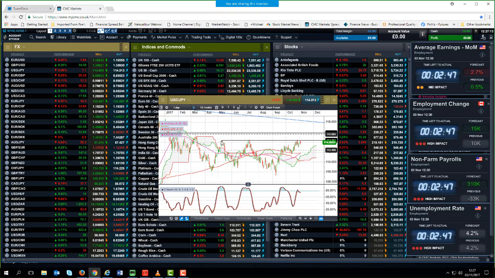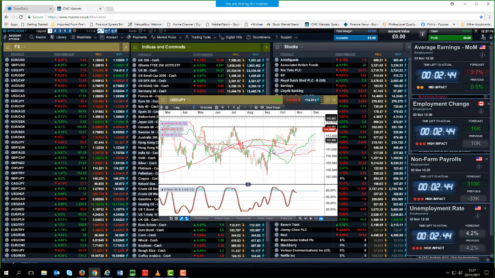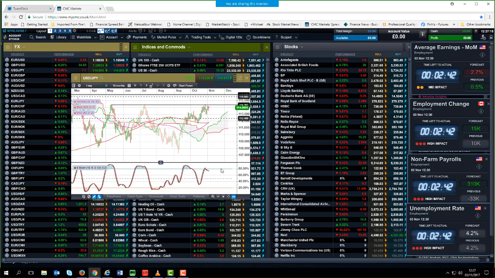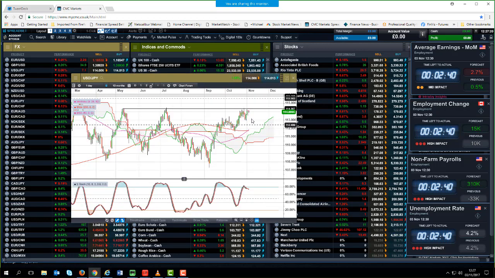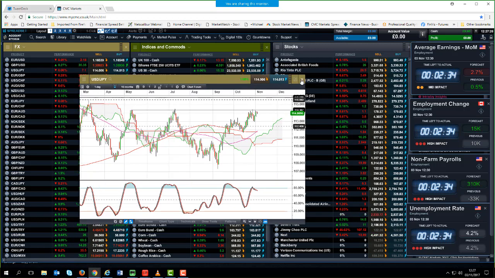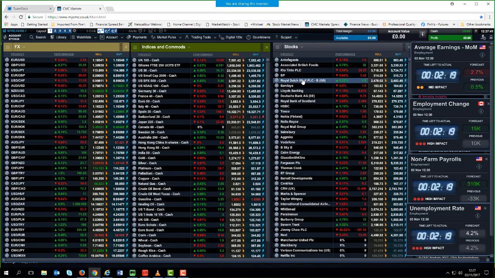Okay, so we've got 1, 2, 3, 4, 5, 6, 7 tests of 114.40. So any positive dollar number needs to clear 114.40 to push dollar yen up towards the range highs. So I would be very reluctant to get aggressively long anywhere at these sorts of levels, because we've got a significant area of resistance all the way through here. Is the momentum there to take us through 114.40? Unless we get a very good dollar number, I would doubt it.